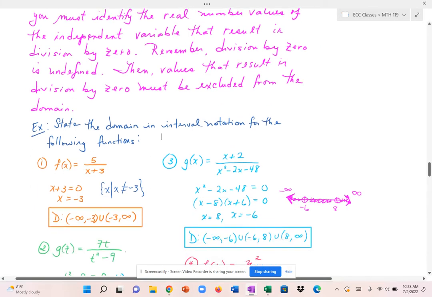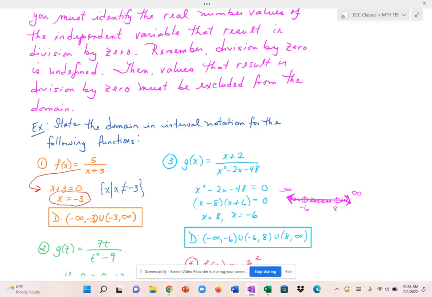This is a rational function, and you want to figure out where the denominator is equal to 0. So I set that equal to 0, and I get x is -3. This is not a solution. This is a restriction. This is what we want to omit from the domain. So the domain is all real numbers except for -3.